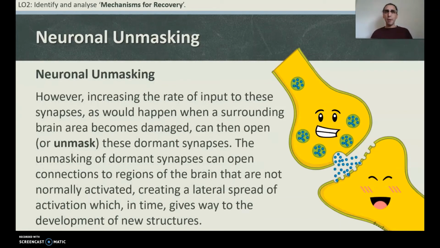Neuronal unmasking, however, increases the rate of input to these synapses, as would happen when a surrounding area becomes damaged, and can then open or unmask these dormant synapses. The unmasking of dormant synapses can open connections to regions of the brain that are not normally activated, creating a lateral spread of activation, which in time gives way to the development of new structures. Look how happy they are now. They can send their messages.